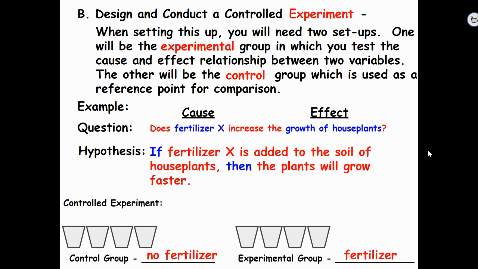But we always want to set up a controlled experiment. We always want to have one group that we don't do anything to, or at least we don't change anything, and then the other group where we change one thing. So remember, in both these groups, it's the same soil, the same plants, the same amount of sunlight. Every variable that we can think of, we kept the same. The only thing that was different is in the experimental group, we added fertilizer X because that's the hypothesis that we're testing.